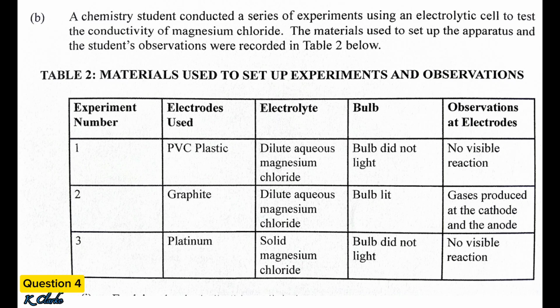For experiment number 2, graphite was used as the electrode and dilute aqueous magnesium chloride was used as the electrolyte. The bulb was lit. Gases were produced at the cathode and at the anode. Experiment number 3. Platinum was used as the electrode and solid magnesium chloride was used as the electrolyte. The bulb did not light and there was no visible reaction.